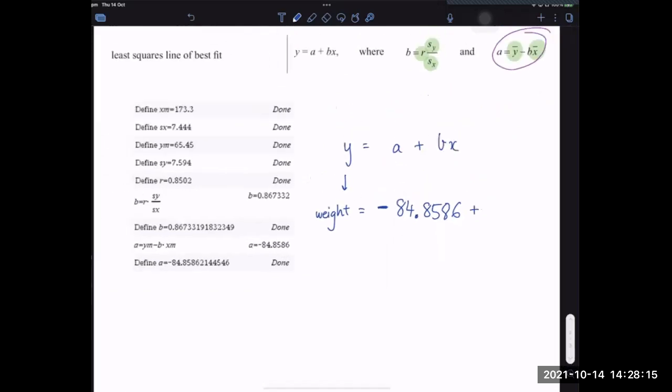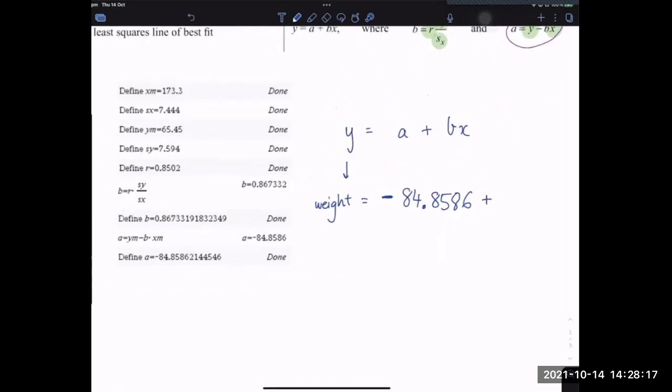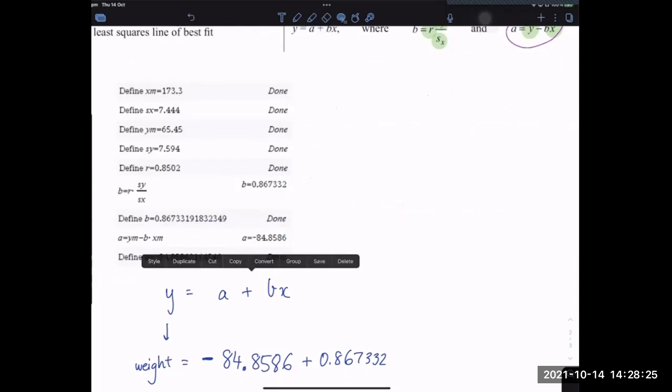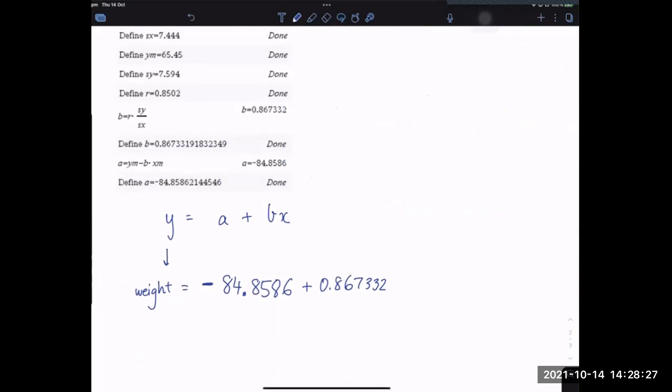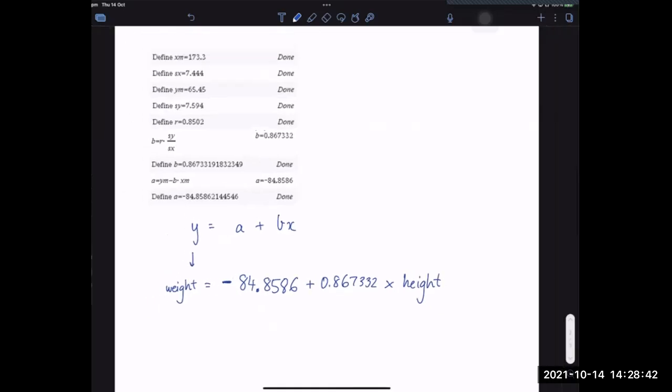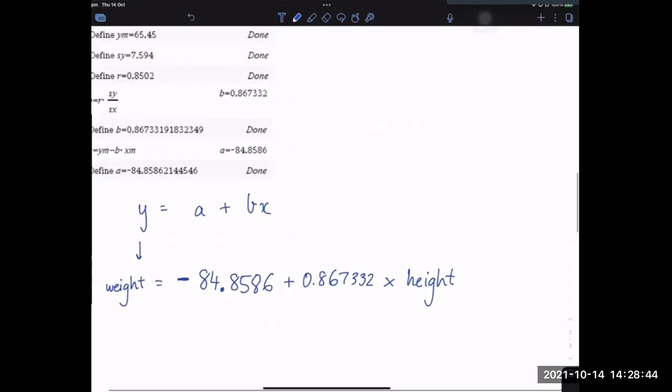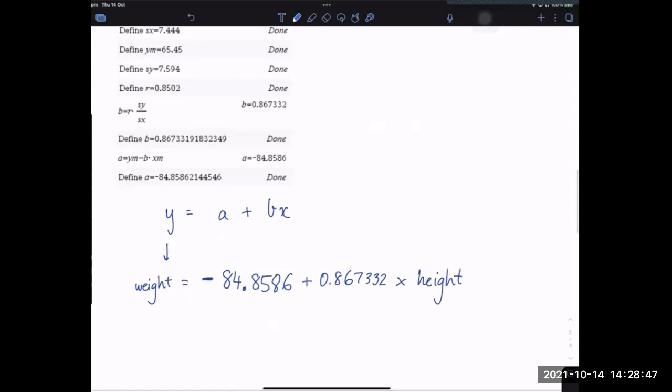Plus our b, 0.867332. Now what's between the b and the x? Times. So make sure you write times. And our x was the height. Have we answered the question properly here? Looks a bit tacky, yeah? Doesn't look very nice.